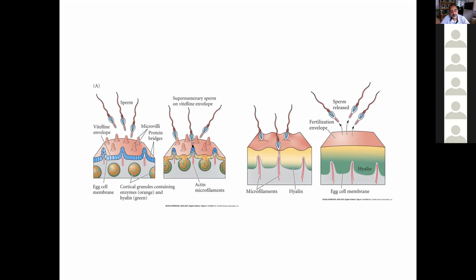As soon as the sperm fuses, there's a change in membrane potential, which causes the fusion of these cortical granules, depositing hyaline and these kind of polymerizing enzymes outside the oocyte, causing this kind of thick barrier to be set up. Okay.